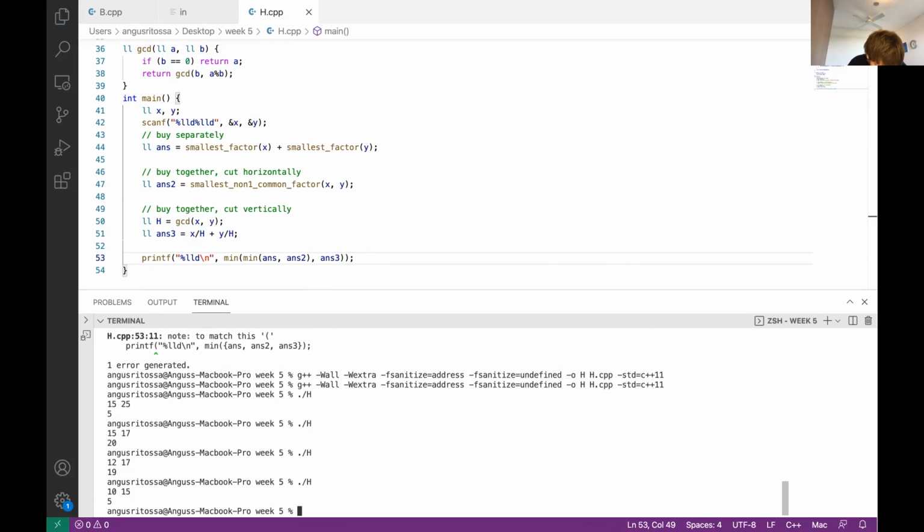Let's look at my typo case, which was 15 17. Why do we get 20 in this case? 3 and 17, right? You just buy them separately. Yep, seems good. Because 15 and 17 are co-prime, this buy together idea just won't work for those cases. But there are some cases where it's good to buy together.